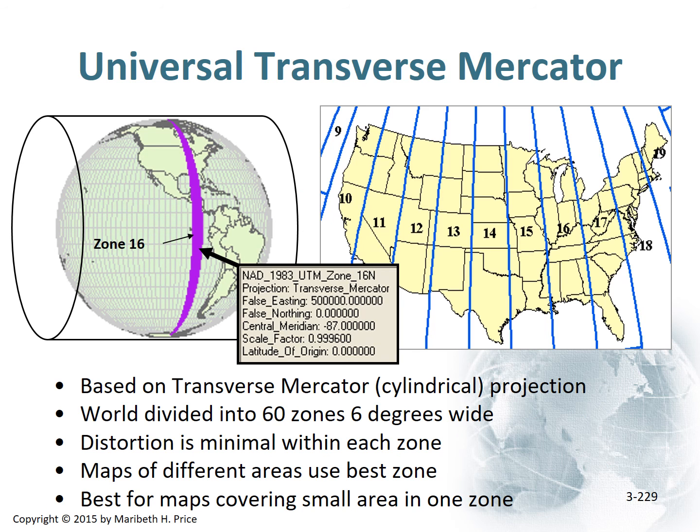The UTM, Universal Transverse Mercator System. You need to be able to explain a lot about this, like it's based on a transverse Mercator or cylindrical projection. It rotates around that minor axis, thus dividing the world into 60 zones, 6 degrees wide. Distortion is minimal within each zone. You want to make sure that maps for different areas use the zone that they are in. And this is the best map for covering small areas that are all inside of an individual zone.